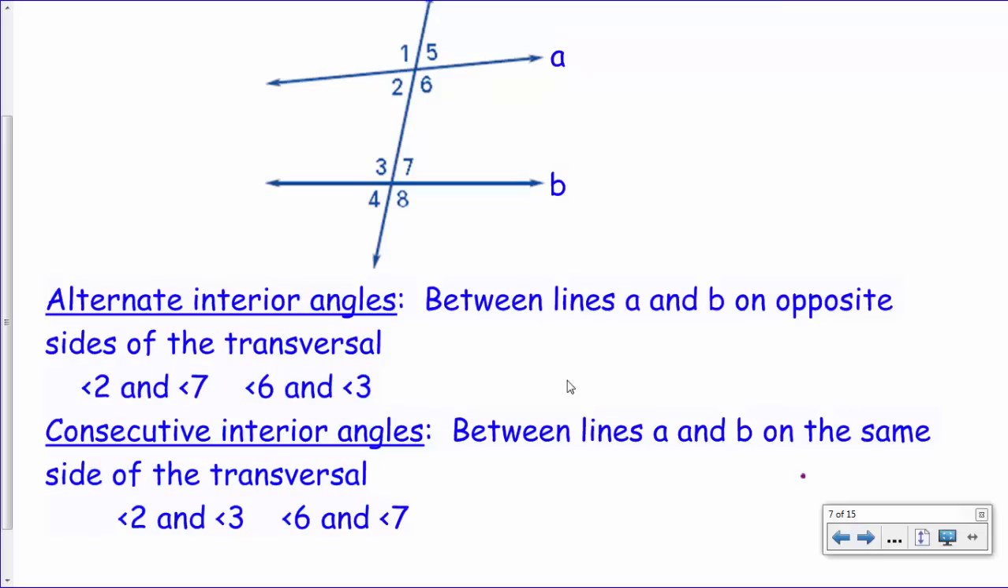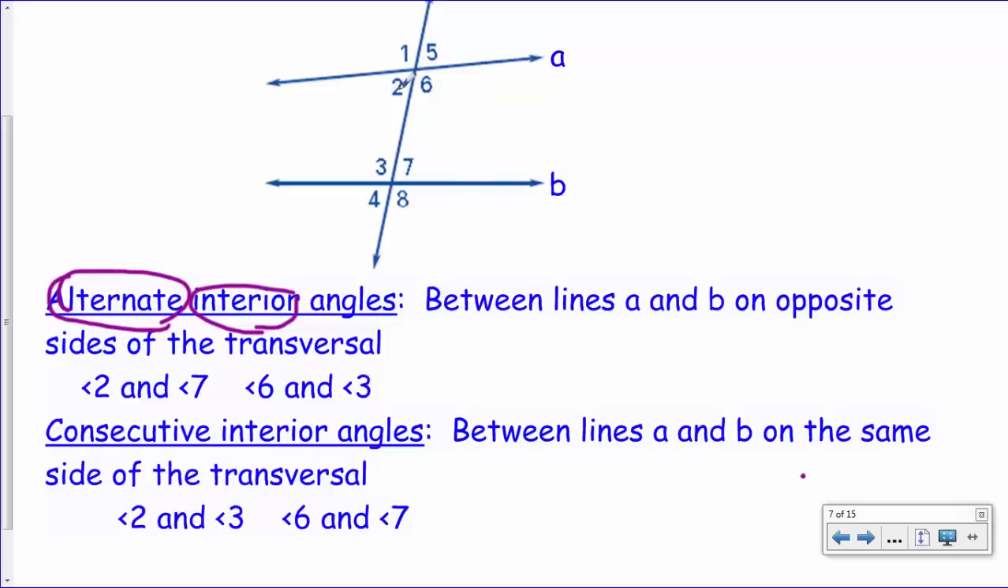Next, we'll take a look at angle pairs. We've already learned about vertical angles and linear pairs. Those will also apply to these problems. In addition to those, we have alternate interior angles. Those are going to be angles that are in between lines A and B. Think of interior as meaning inside or in between, on opposite sides of the transversal. Think of the word alternate as meaning they're on alternating or opposite sides.